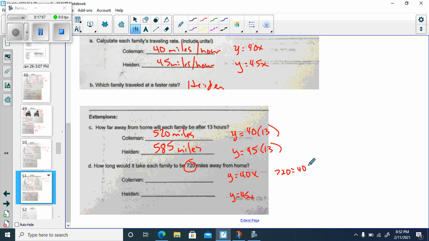720 is equal to 40 times x. Divide both sides by 40. And your x is 18. Okay, this one is 720 is equal to 45x. Divide both sides by 45. 720 divided by 45 will give you 16. X is 16. Okay, so the Coleman family would take 18 hours because they're going 40 miles an hour. The Hayden family would take 16 hours because they're going 45 miles per hour.